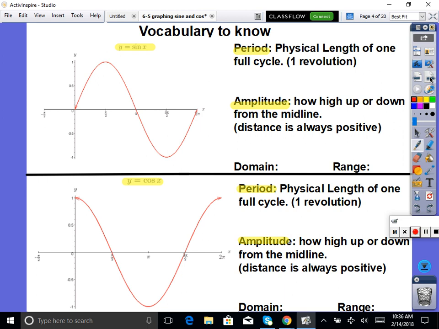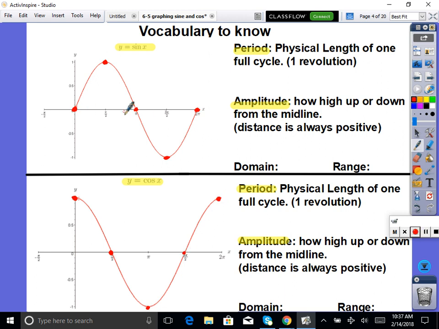So, period and amplitude. Period is the physical length of one cycle. That is a word I always have to say to myself. If I said, find the period, that means the physical length of one full cycle. Now remember, for sine, one cycle would be the pattern 0, max, 0, min, 0, right? Everybody? So period means the physical length of one full cycle, which is that pattern. For cosine, one full cycle is max, 0, min, 0, max.